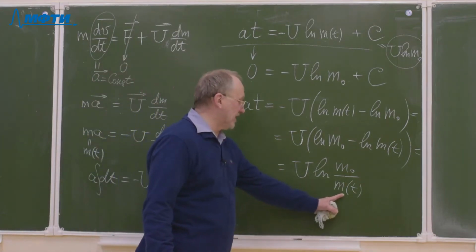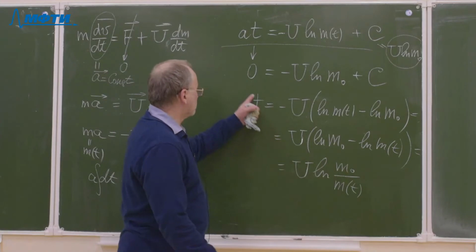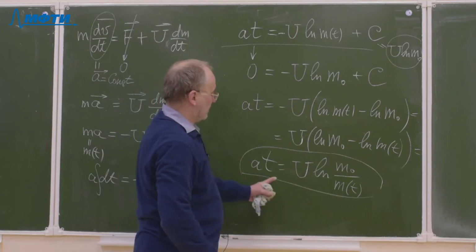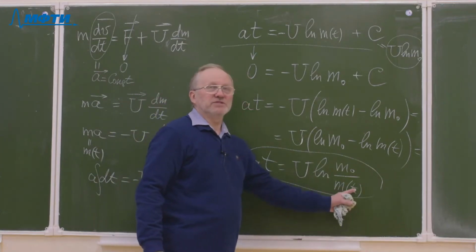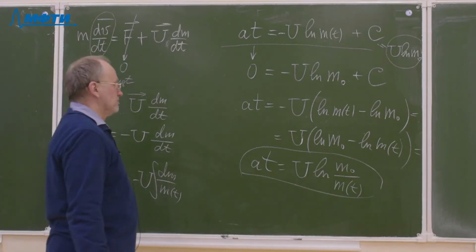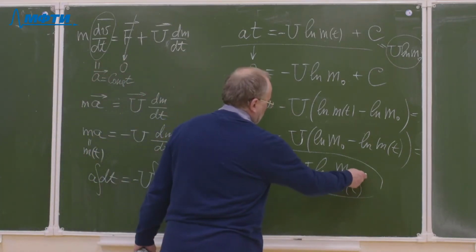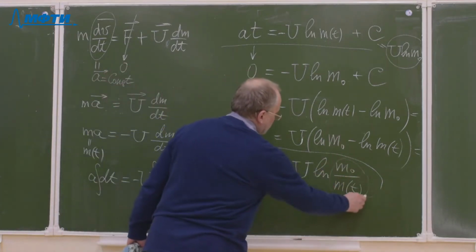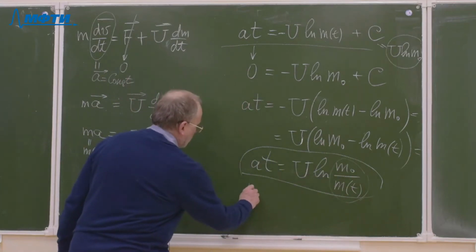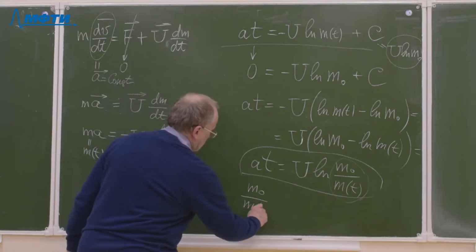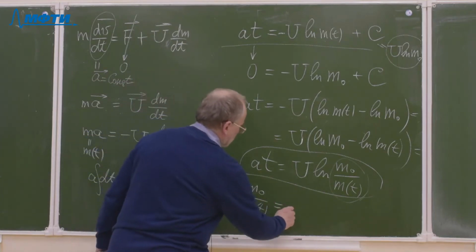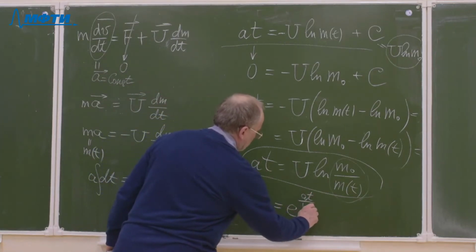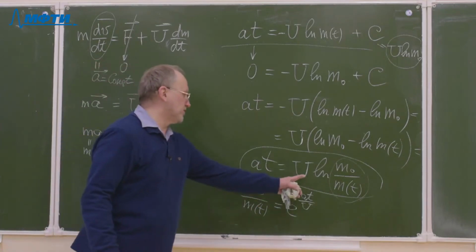And now we have to find m of t from this equation. So this is just a t. From this equation, we have to find the unknown function m of t. How can we do it? If the logarithm of something is equal to a t, then this something, which is under the sign of logarithm, can be expressed as exponent a t divided by u. We divided this equation by u.